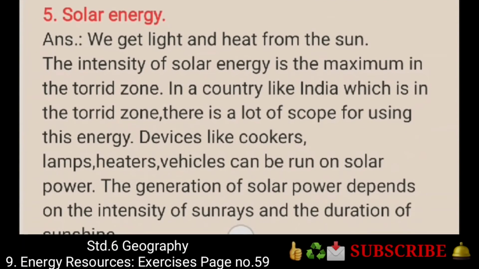Fifth, solar energy. The answer is, we get light and heat from the sun. The intensity of solar energy is the maximum in the torrid zone. In a country like India, which is in the torrid zone, there is a lot of scope for using this energy. Devices like cookers, lamps, heaters, vehicles can be run on solar power.